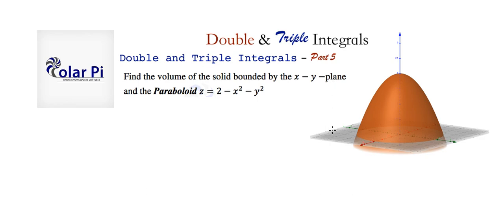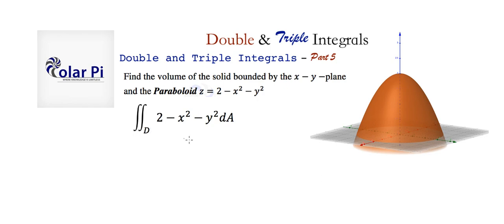Part 5 here, and what we have to do is find the volume of the solid bounded by the xy plane, this gray plane here, and the paraboloid, this orange surface, given by z equals 2 minus x squared minus y squared. We now know that we have to start with a double integral of z dA, where z is right here, over region D.